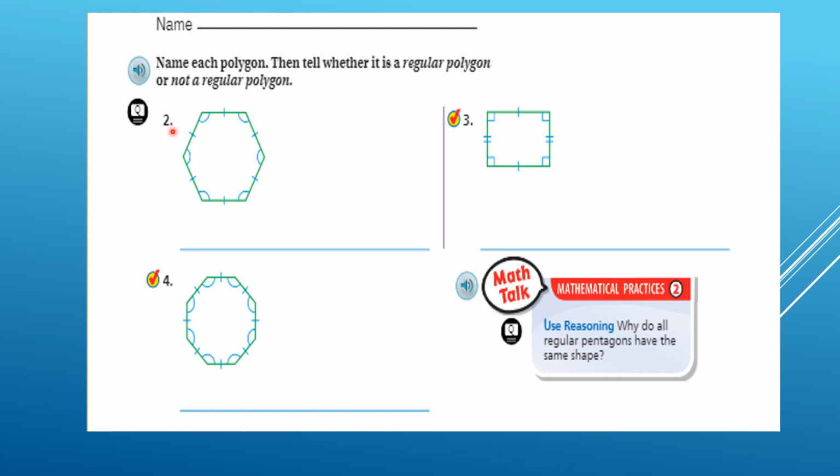So let's start with question number 2. What do you think? What's the name of this polygon? Just count the sides. 1, 2, 3, 4, 5, 6. Okay? And this is a hexagon. Perfect. Is this regular or not a regular polygon? How do I know? Look at the markings. All of the markings for the sides are the same. So congruent sides. What about the angles? All of the angles are congruent. So congruent angles. Is this shape regular? Perfect. It's a regular polygon.